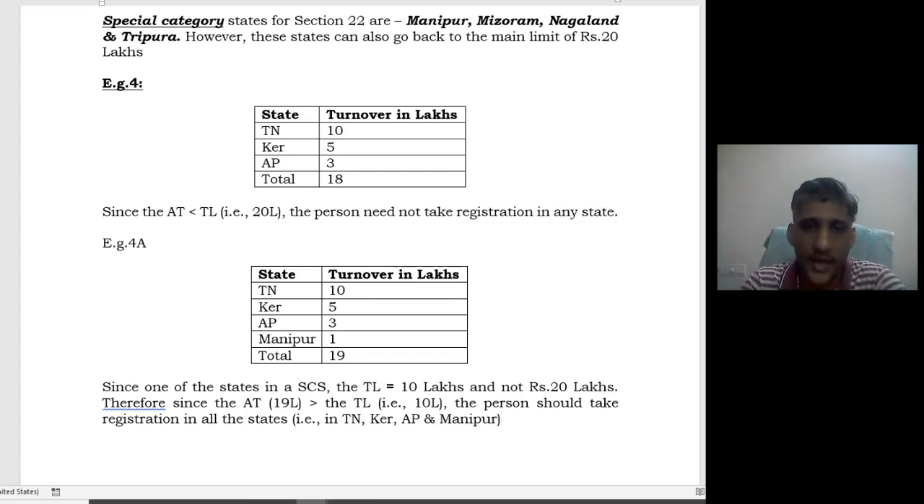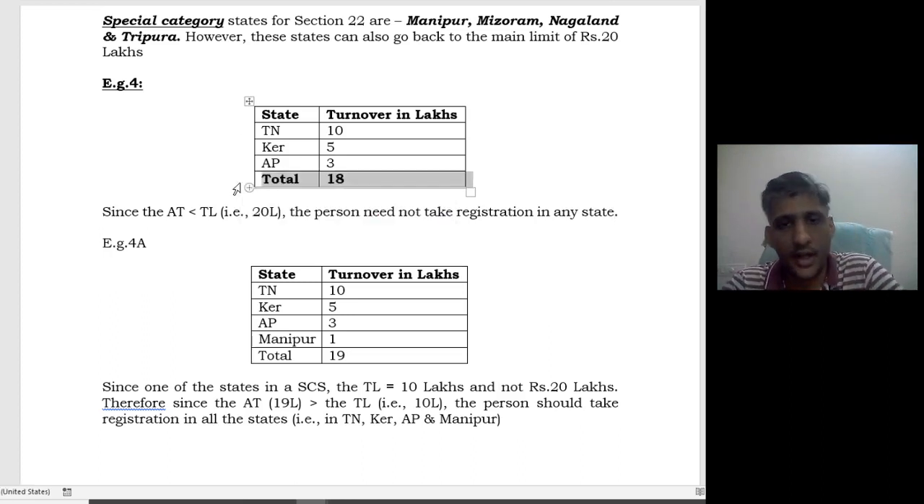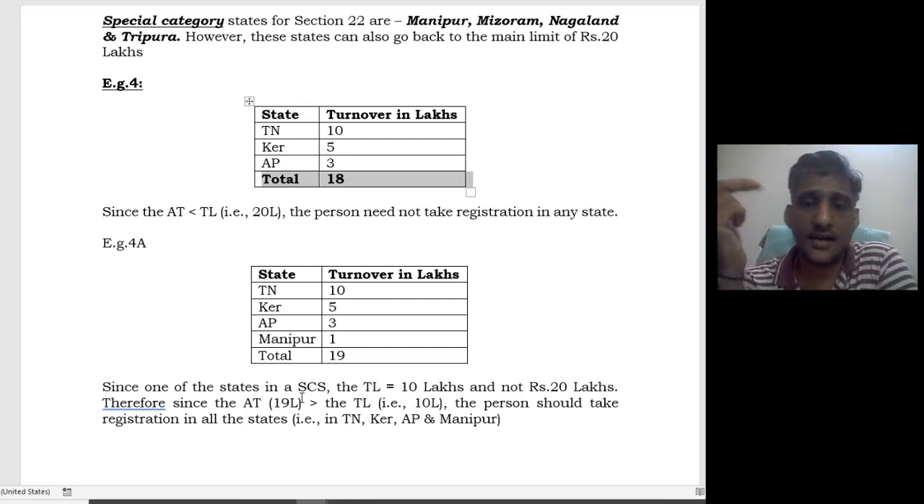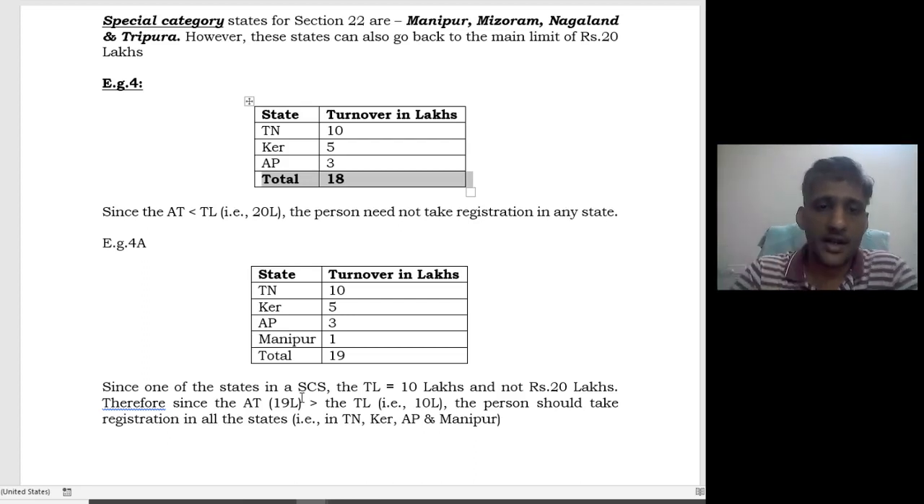Okay, now if you see here, here we said it is below 20, therefore we need not take registration. Here we are saying since one of the states is a special category state, immediately it is not 20, then it is 10. Are you able to understand?